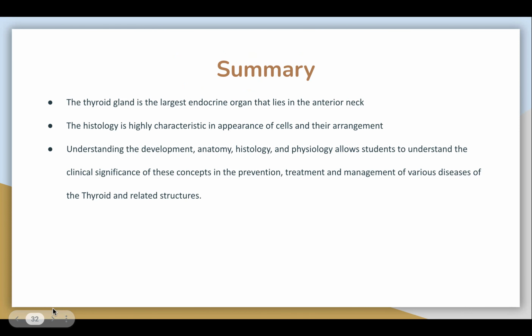In summary, the thyroid gland is the largest endocrine organ that lies in the anterior neck. The histology is highly characteristic. You have the simple cuboidal epithelium that surrounds the thyroid follicle that contains the colloid, that is the thyroid hormone being stored. Okay, so you have to understand how the thyroid gland develops, how it descends, what anatomic structures it has, as well as the microscopic morphology of the thyroid gland, as with all of your other organ systems, as well as the physiology, in order for you to be able to better prevent, treat, and manage the various conditions that you will see in your clinics.